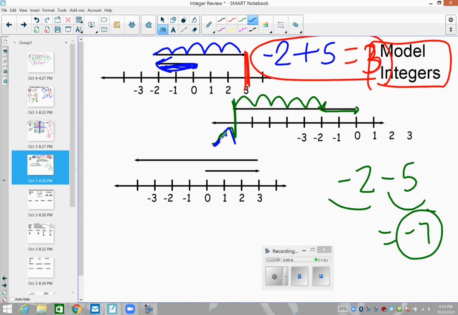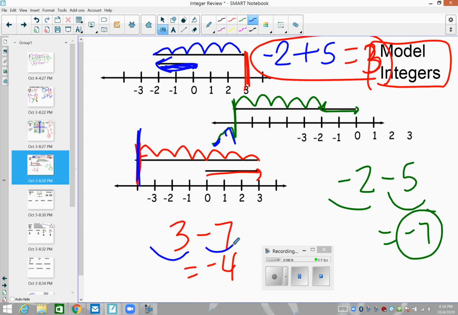All right, down here then. Starting at 0, we're going to go right 3. We're going to come back 1, 2, 3, 4, 5, 6, 7. So the finishing position on that would be -4. So start at 3, come back 7, finishing position on that is -4. So that's what we call modeling integers.